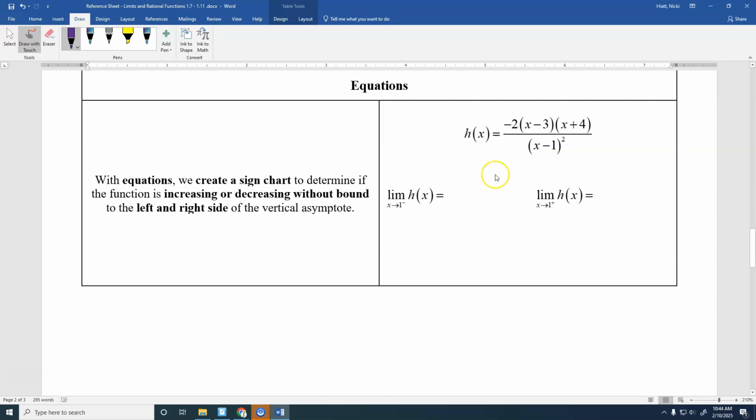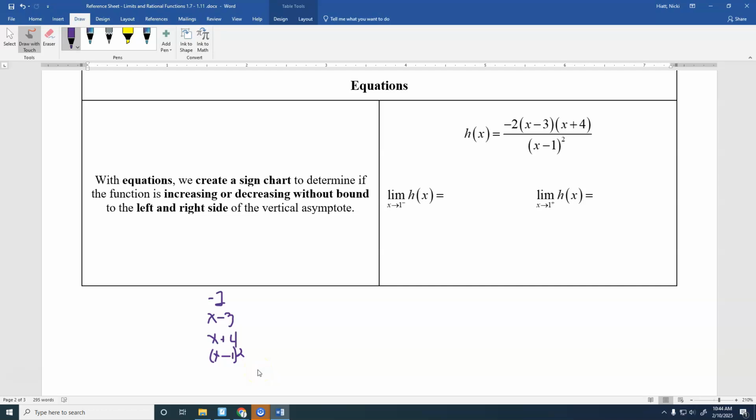So what we need to do for these is decide if it's positive or negative on the left side or the right side of 1. You can make yourself a sign chart for this. You would need to include everything. So you'd have -2, you would have x minus 3, you would have x plus 4, and you'd have x minus 1 squared.